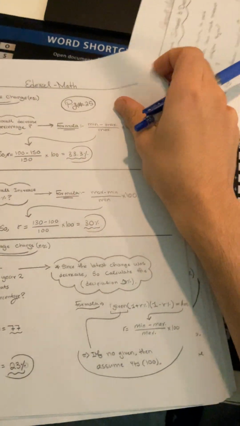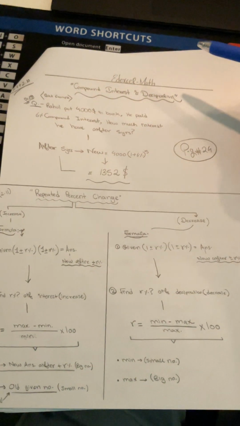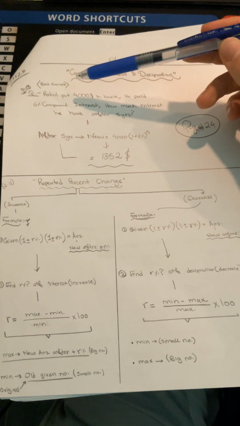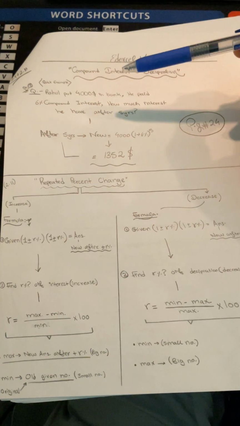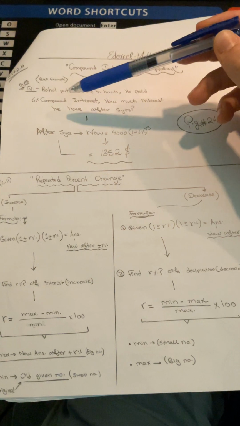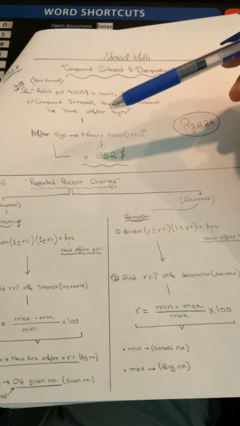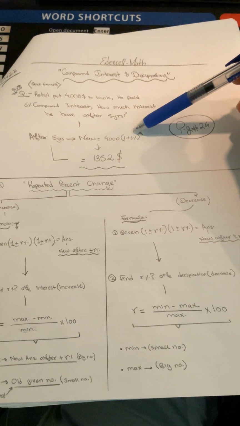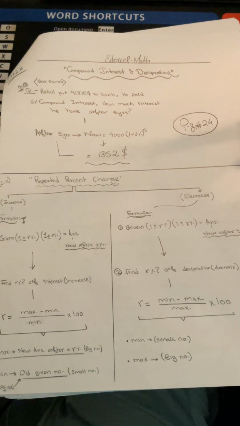Okie dokie, let's move on to the next page. Compound interest and depreciation. Okay, another example. Rahul put $4,000 in a bank. He paid 6% compound interest. How much interest does he have after 5 years? Again, we're trying to find a new price, which is equal to original times 1 plus 6% interest over a lapse of 5 years, to the power of 5, which is $1,352.